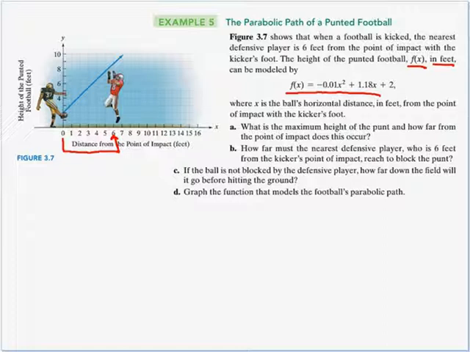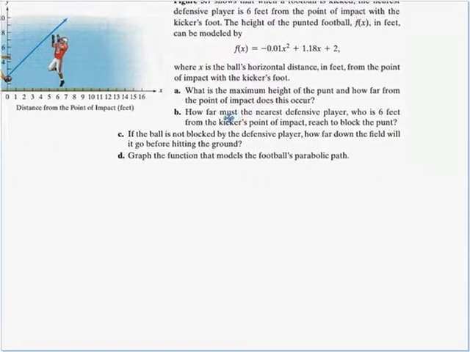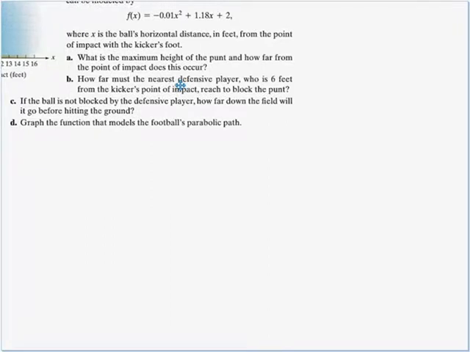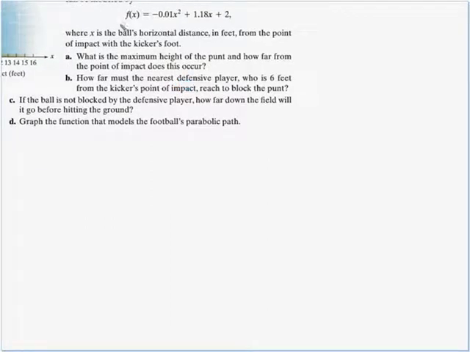Okay, now in these type of problems, usually the hardest thing is trying to figure out what they're asking you to find. So I'm going to move this up here a little bit. I'll drag it down so I can see the picture in a little bit. I just want to be able to see this function. Okay, part A. What is the maximum height of the punt and how far from the point of impact does it occur? If you want to, pause the video and think about that a minute. What exactly are they asking us to find?